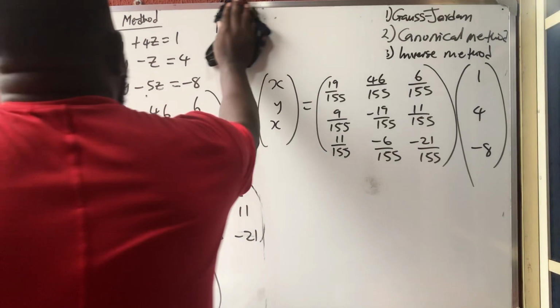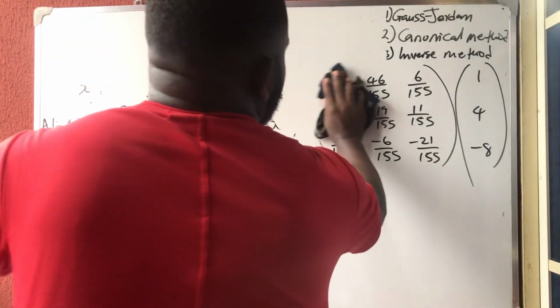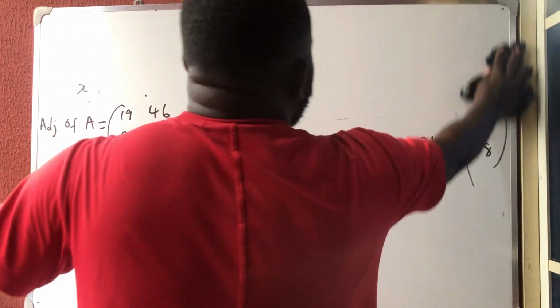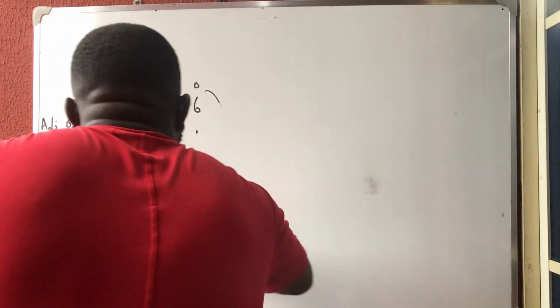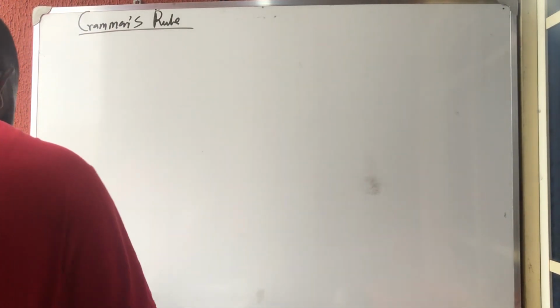So let's go to my favorite. And my favorite is what? The Cramer's rule. Yeah, that is my favorite. The Cramer's rule. So for the Cramer's rule, or Cramer's method, okay, let's solve the first one.